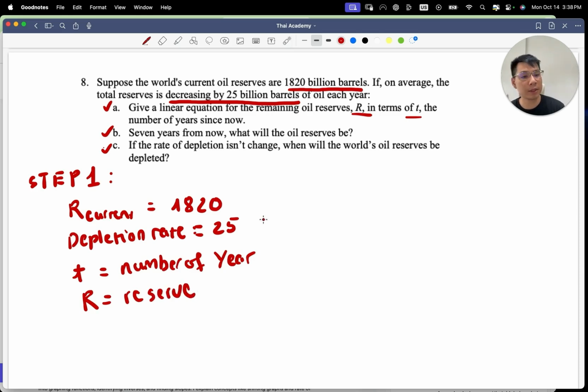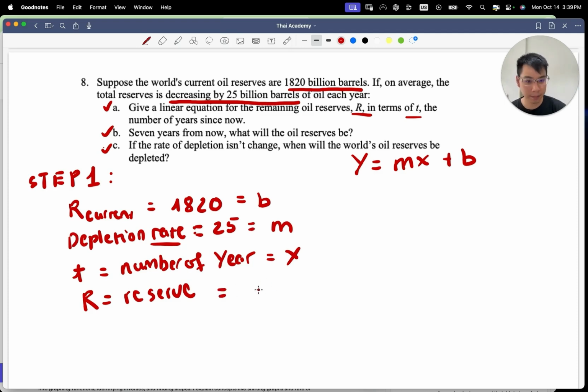Okay, so based on these, if you remember the function y equals mx plus b, we can pretty much identify that R current, when the time is equal to 0, is the current date, right? So that's equivalent to b. The depletion rate is 25,000 per year because this is the rate of change. That's going to equal m, okay? And the number of years is equal to x, and then the reserve is the y that we are looking for, okay? So that's step number 1.